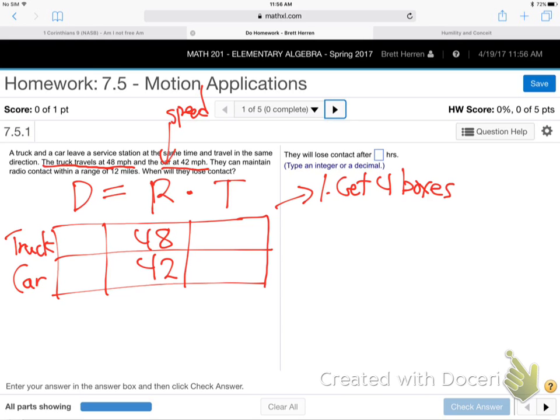Now, next, what's the next number they give me? 12 miles. Is that a distance, a rate, or a time? Miles is distance, huh? 12 miles. So now, does that go here, or does that go here? Is it going both?